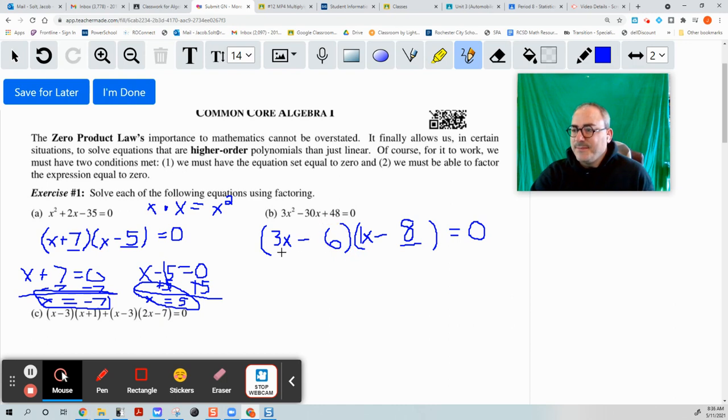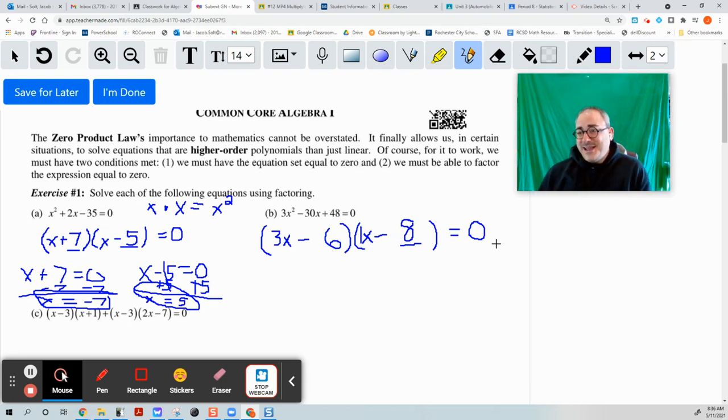Let me think about this one more time. I'm going to do my middle and my inner and my outer. When I multiply the inner pieces together, I get negative 6x. When I multiply the outer pieces together, I get negative 24. Negative 24 plus negative 6 gives me negative 30 like I want. All right, this is good. We're on the case. So these two things multiply together to be 0. Yay!